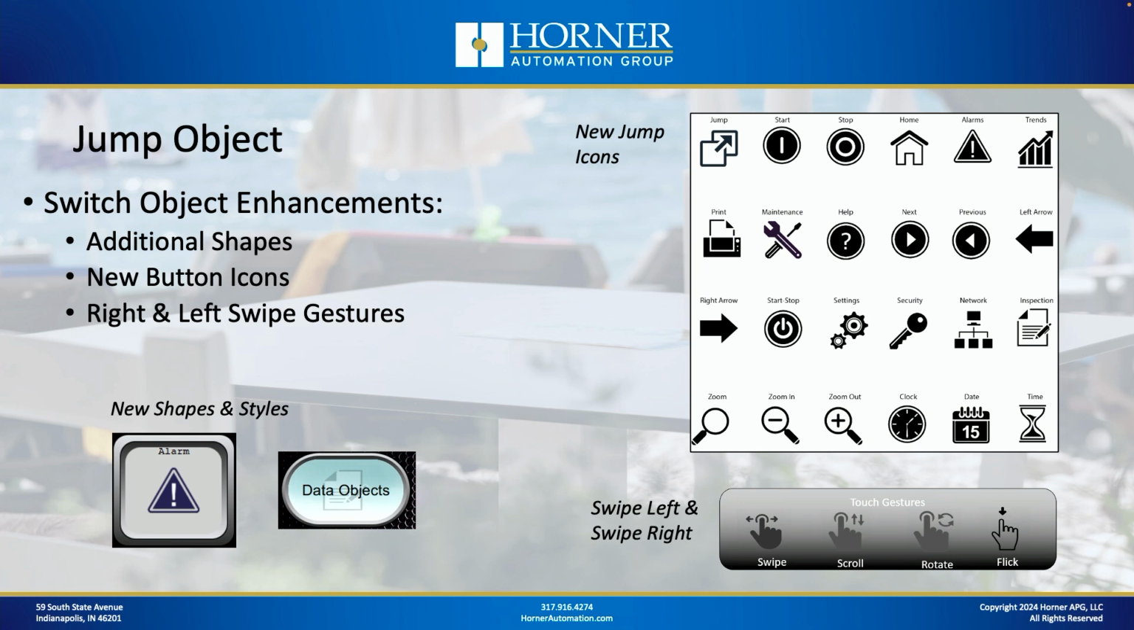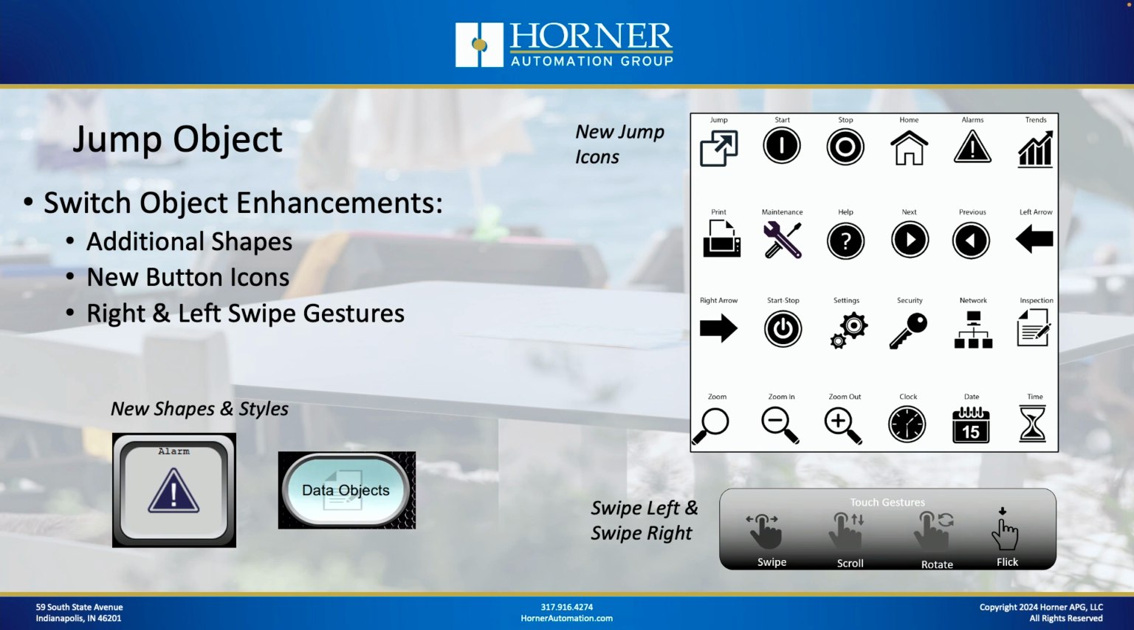Okay, the jump object. That's the traditional way that an operator will choose to switch screens, by using a jump object. And the jump object has received enhancements as well. So new jump icons. If you want to have a specific icon on the button that indicates, okay, I'm switching to a maintenance screen, or I'm switching to a help screen, or I'm making a network adjustment, you have more choices than you've had in the past of specific icons that will indicate that particular function. More shapes and styles of the buttons, less limitations than before.